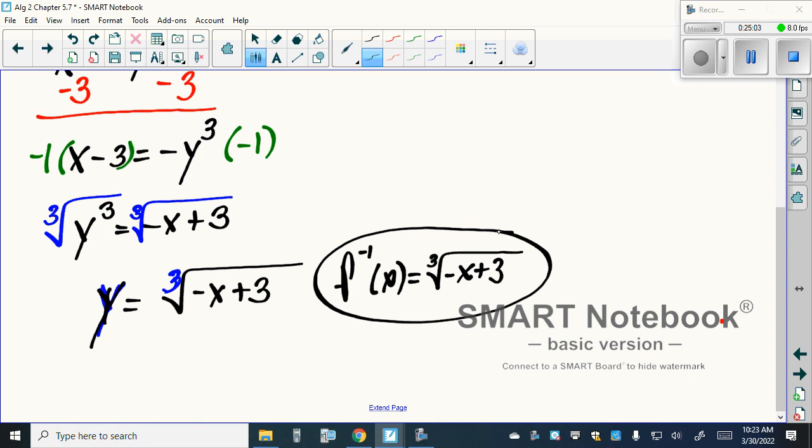And this one here wants to know what the input is when the output is 2. Or again, we're just finding f inverse of 2 is equal to the cube root of, well, negative 2 in parentheses plus 3. Well, that negative 2 in parentheses is just going to be negative 2, yes? What's negative 2 plus 3? What's the cube root of 1?